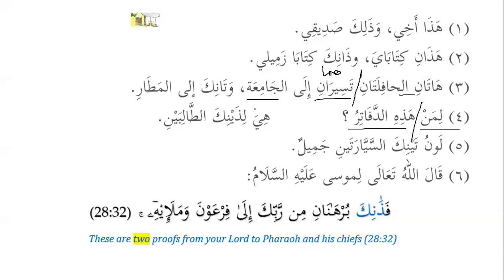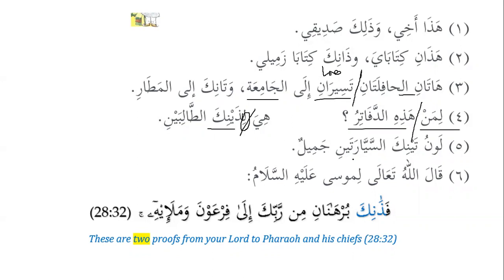Here they are lidainika talibaini, for those two students. Now why has dhanika changed into dainika? Because of li, harf jar li. So when we have harf jar li, then it has to be majroor. So we know that the asma al-ishara for the dual, they are flexible, they are declinable. So dhanika has changed into dainika because of li. These are for those two students.